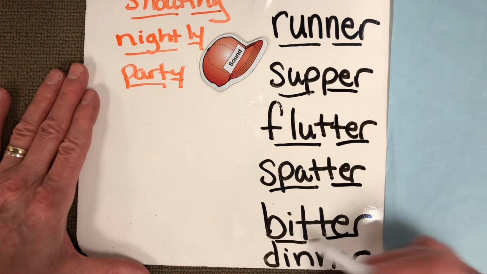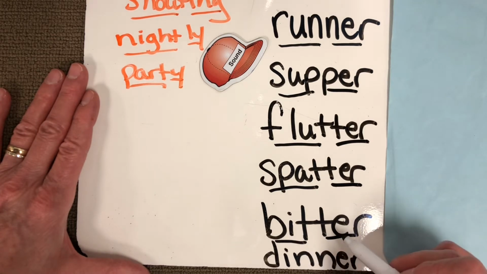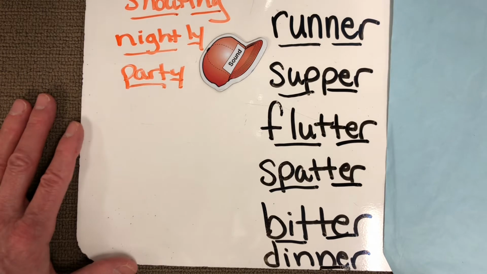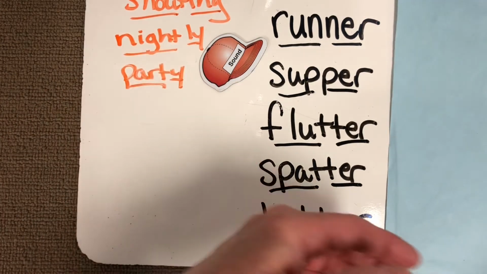What's the first syllable? Bit. Second syllable, ter. What's the word? Bitter. And the last one, ner. Instantly can see that syllable. The first syllable is din. Second syllable, ner. What's the word? Dinner. Let's look at some other words.